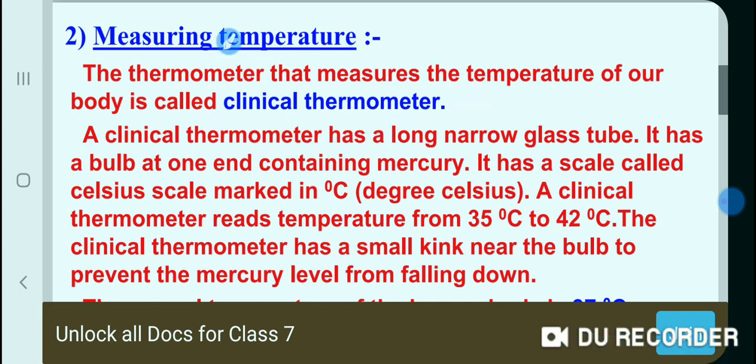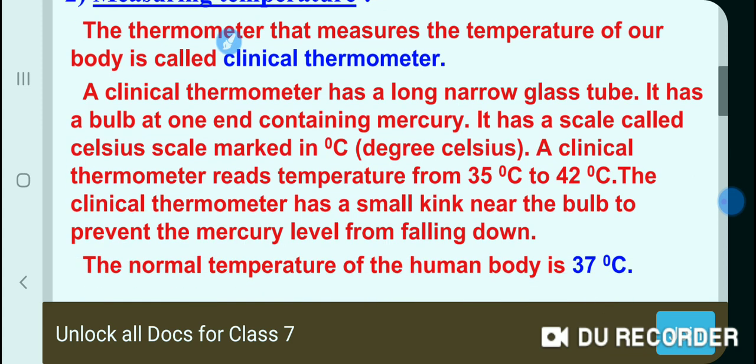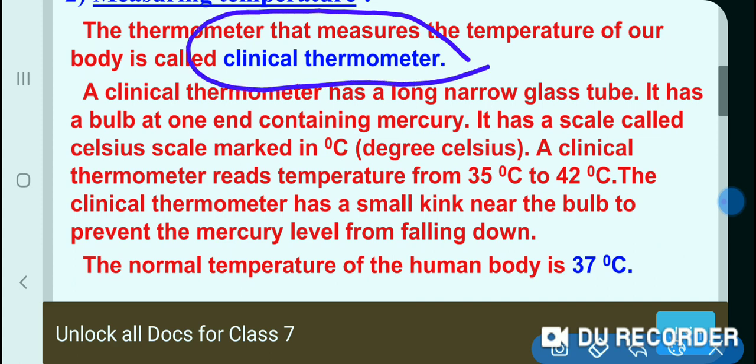It is often asked in the exam, how do you measure your body temperature? You measure your body temperature with the help of a clinical thermometer. A clinical thermometer has a long, narrow glass tube. It has a bulb at one end containing mercury. It has a scale called the Celsius scale.